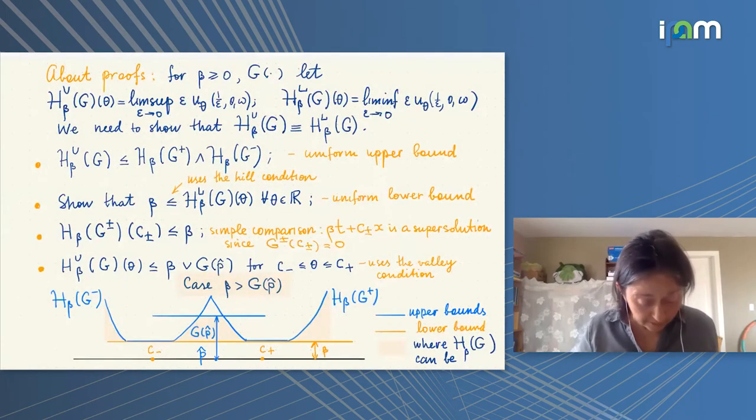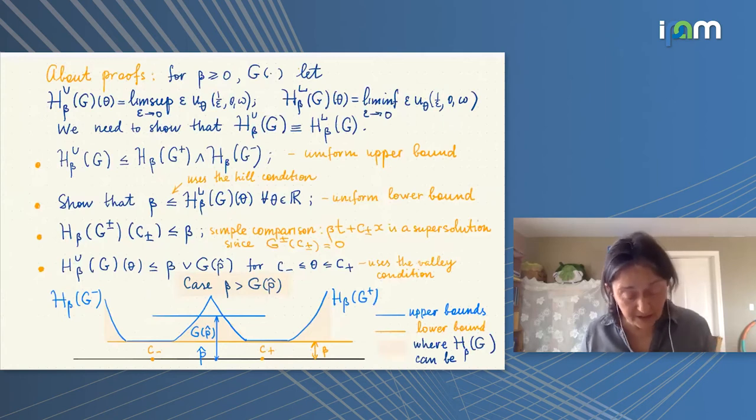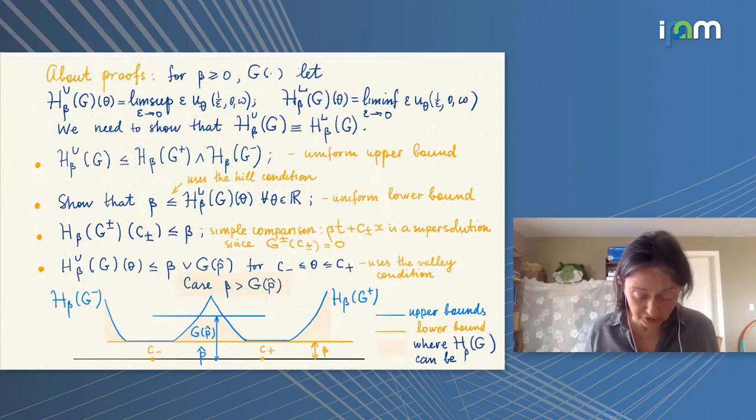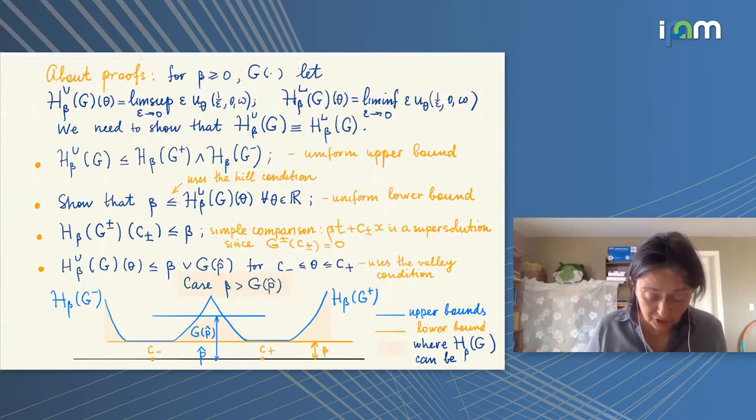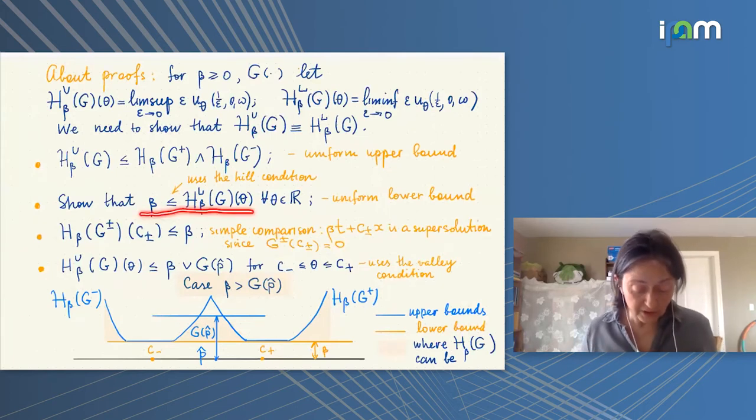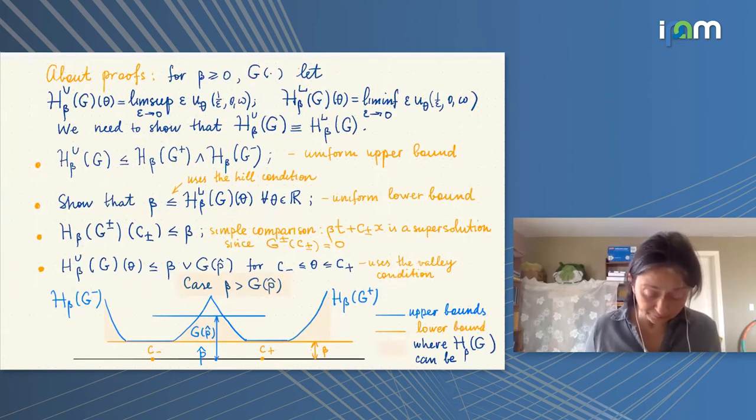Then the next piece is we'll show that the lower bound is greater or equal than beta. This is exactly where we use the Hill condition. This is a use of the comparison principle where we glue together some comparison functions, which allow us to conclude that the lower bound is greater or equal than beta.